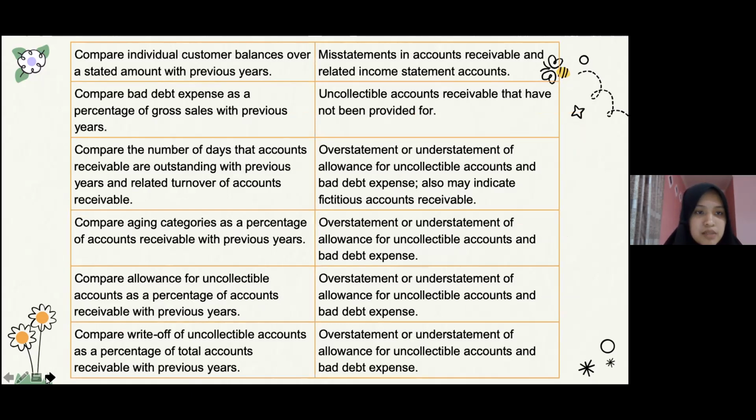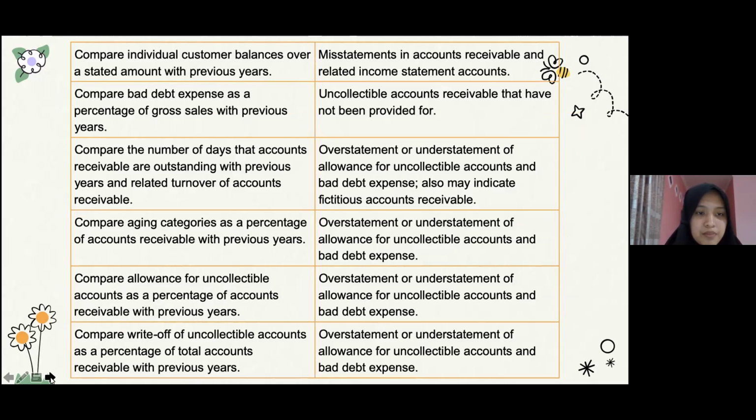The next part is compare individual customer balances over a stated amount with the previous year, with the possible misstatement being misstatement in accounts receivable and related income statement accounts. Next is compare bad debt expense as a percentage of gross sales with previous years, with the possibility being uncollectible accounts receivable that have not been provided for.